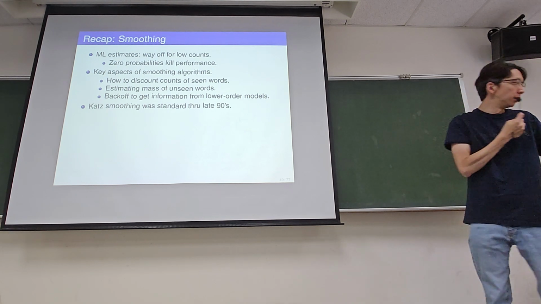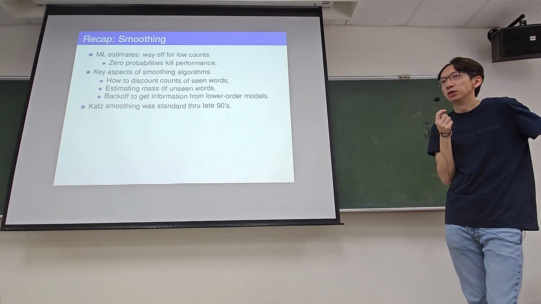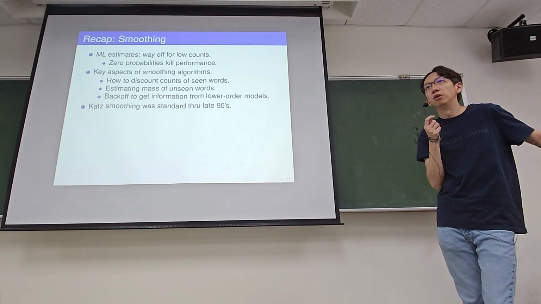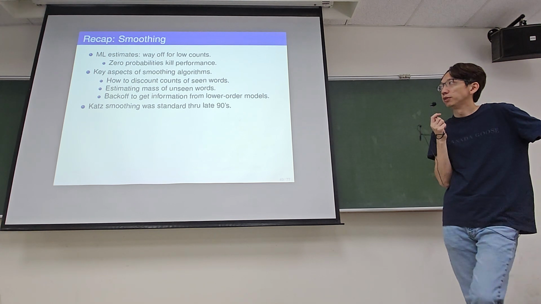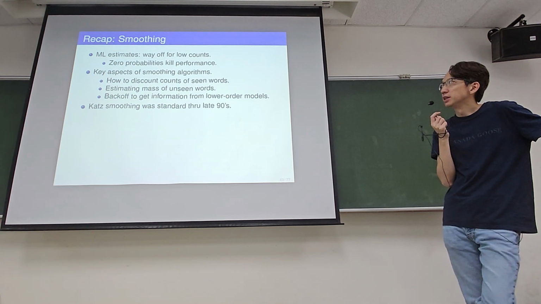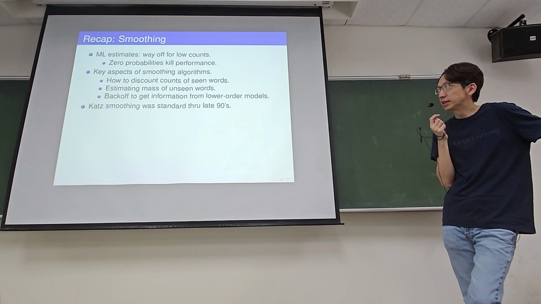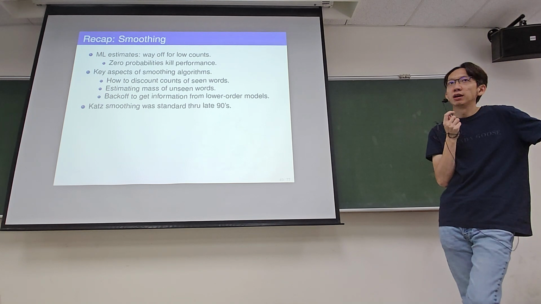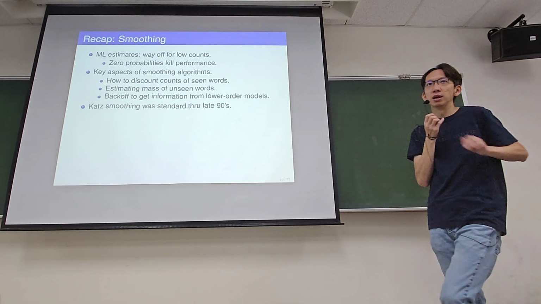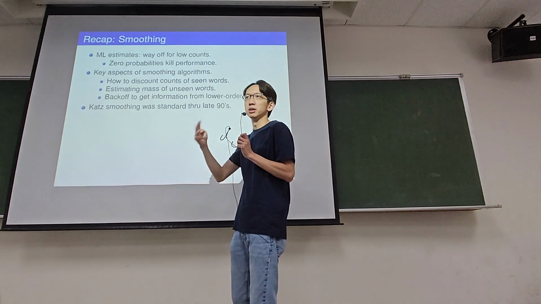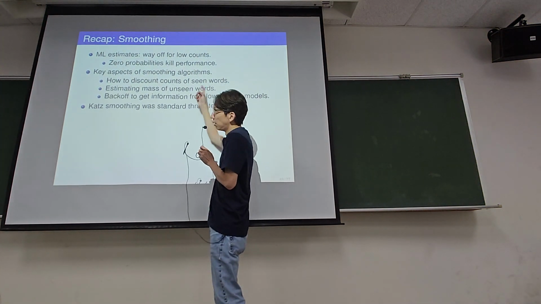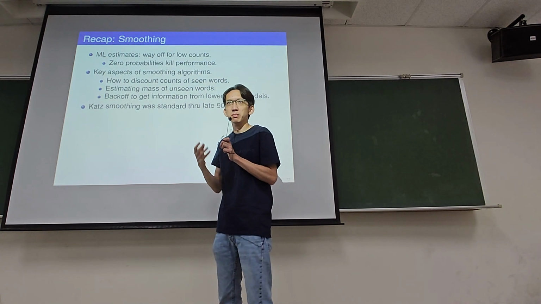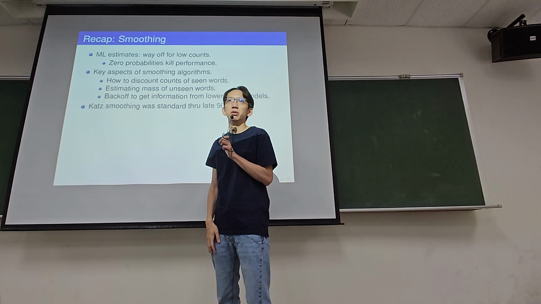So, some recap. The MLE estimates are usually way off for low counts. Zero probability kills off performance. So the key aspects of a smoothing algorithm are: how to discount counts of unseen words, how to discount counts of seen words, estimate the mass of unseen words, and back off or get information from the lower order models. These are three basic techniques in terms of smoothing. For all the words I've seen, how do I discount some of them? Basically, imagine them as money.